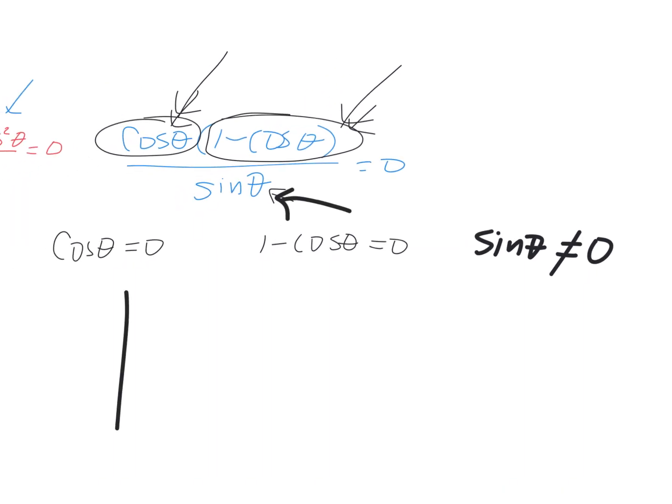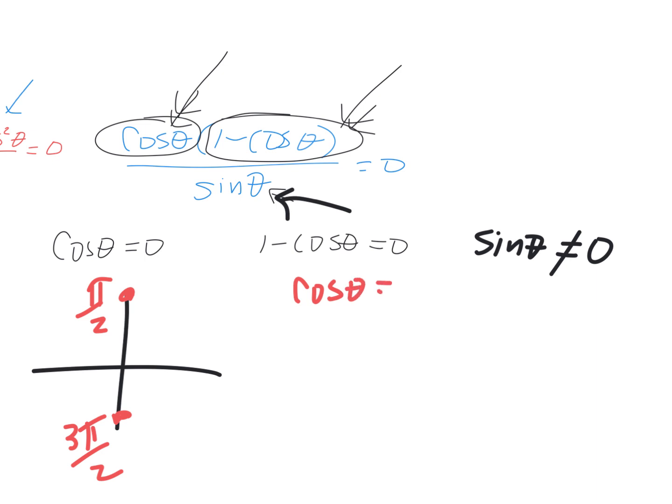So then cosine is 0. Cosine is the x, so where is x 0? Well, that's here and here. That's two places where x is 0. So that's pi over 2 and 3 pi over 2. So far I got two answers.